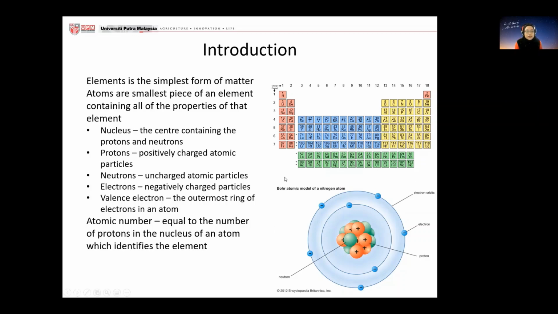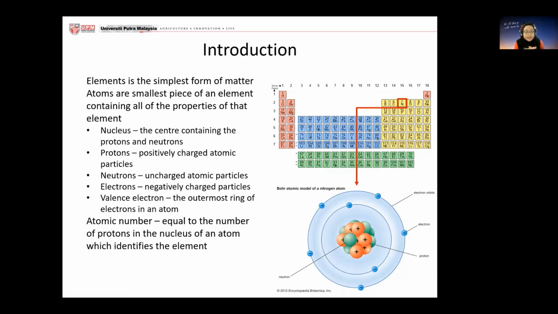This one is actually a Bohr atomic model, from the table of elements. So for example, this is nitrogen, and this is a representation of a nitrogen atom. Basically, you will have 7. If you count here, 1, 2, 3, 4, 5, 6, 7. So that's actually 7 protons and 7 electrons.